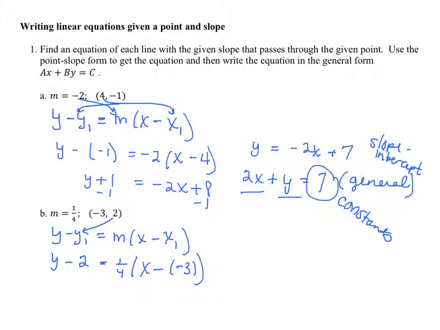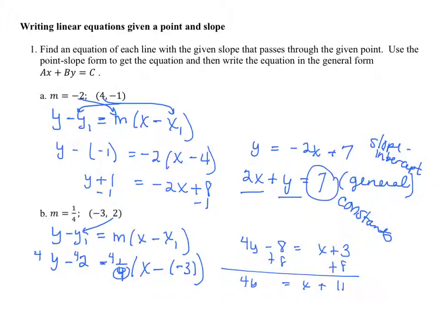I would really love it if I could get rid of this 4 in the denominator. So I'm going to multiply everything through by 4. 4 here, 4 here, 4 here. So the 4's will divide out quite nicely here. And then I will get 4y take away 8 is equal to x minus a negative, plus 3. So now I'm going to add 8 to both sides. Subtract x from both sides. So -x plus 4y is equal to 11.